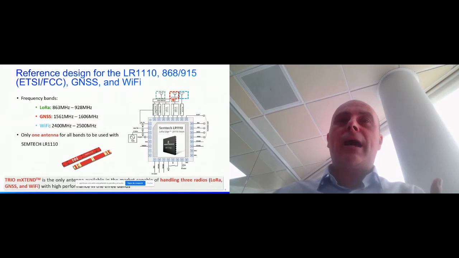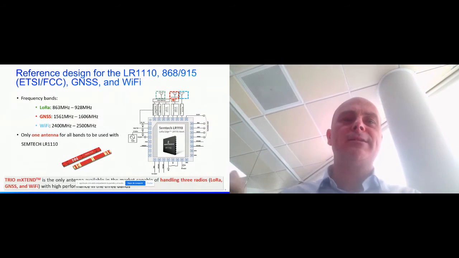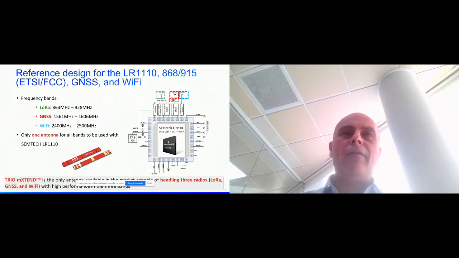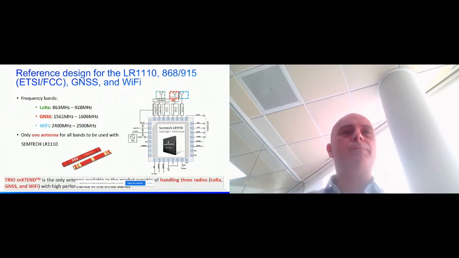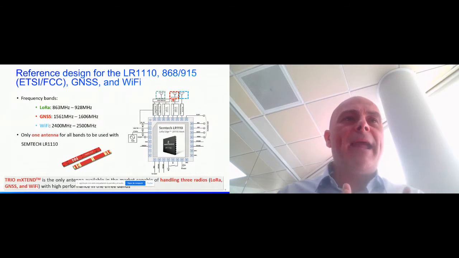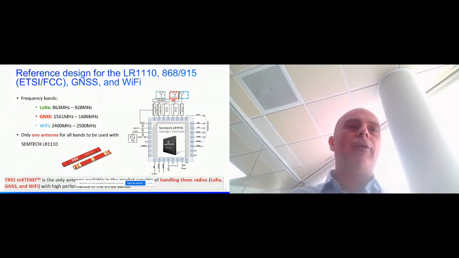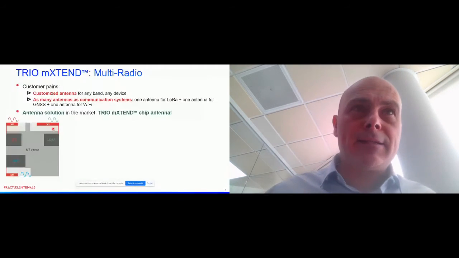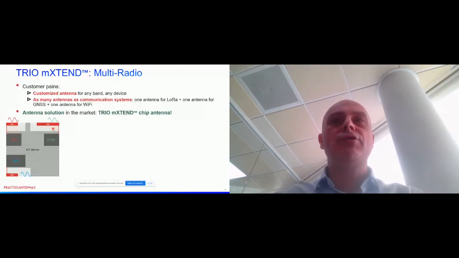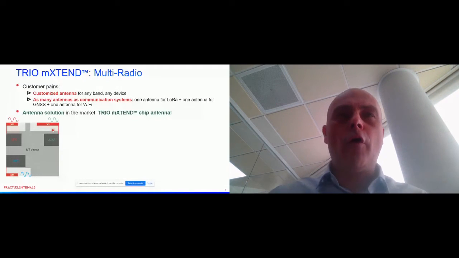Do we have an antenna booster that can handle the 3 radios at the same time? Yes, this is called the Trio. The Trio MX10 antenna can handle the 3 radios simultaneously. Let's illustrate this with this picture. This was a pain for our customers in the past. If they needed 3 radios, a radio for LoRa, a radio for GPS, and a radio for Wi-Fi, they needed to use 3 transceivers and 3 antennas. So as many antennas as communication systems. This is a nightmare, and it's difficult to scale with this kind of approach.